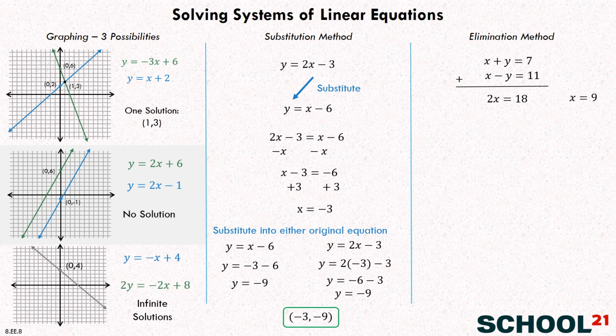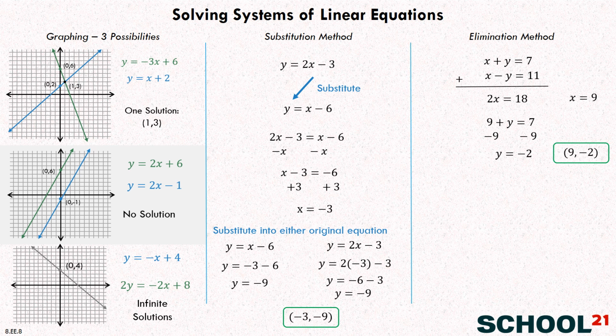Now we always have to go back and substitute into either equation to find what y equals. So let's substitute into that first equation, x plus y equals 7, so we'll do 9 plus y equals 7. What does y equal there? Negative 2, because you subtract 9 from both sides. So what's the solution to this system? The point 9, negative 2. Yep, 9 negative 2 is the solution.